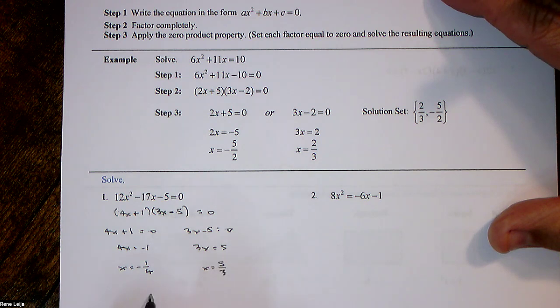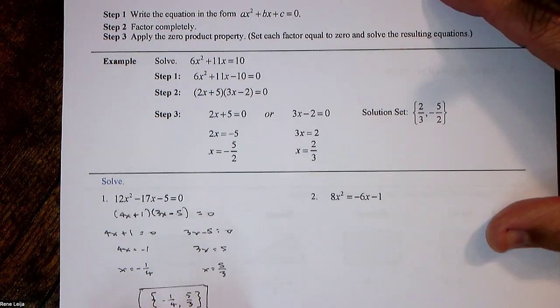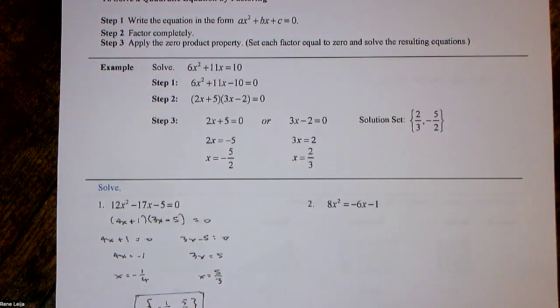Okay, so our solution set is negative 1/4, comma, 5/3. And if I'm not mistaken, I believe this is how Alex is going to want their answers.